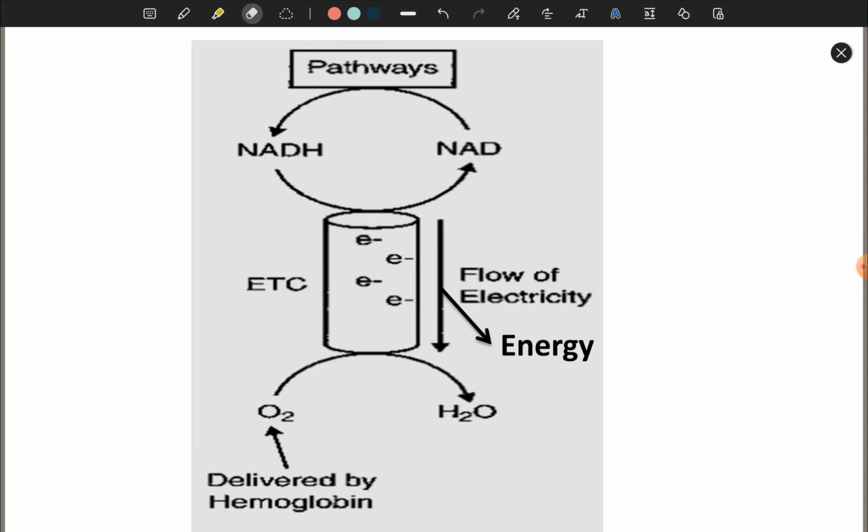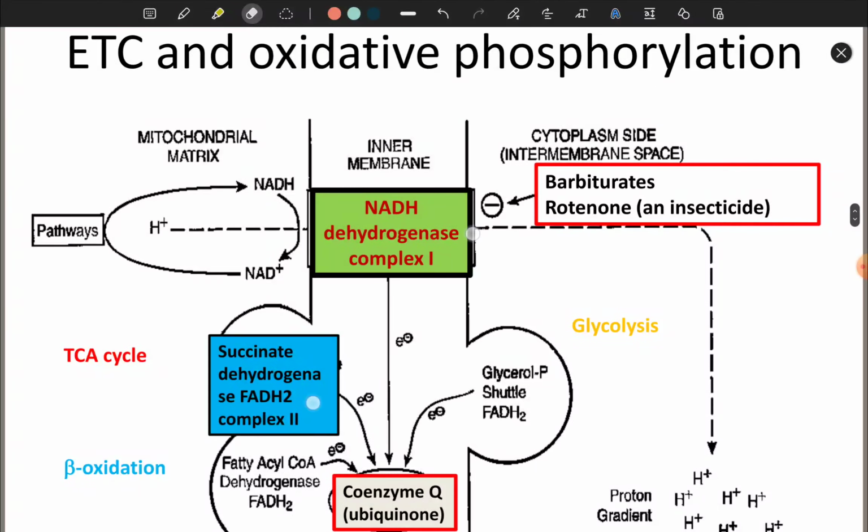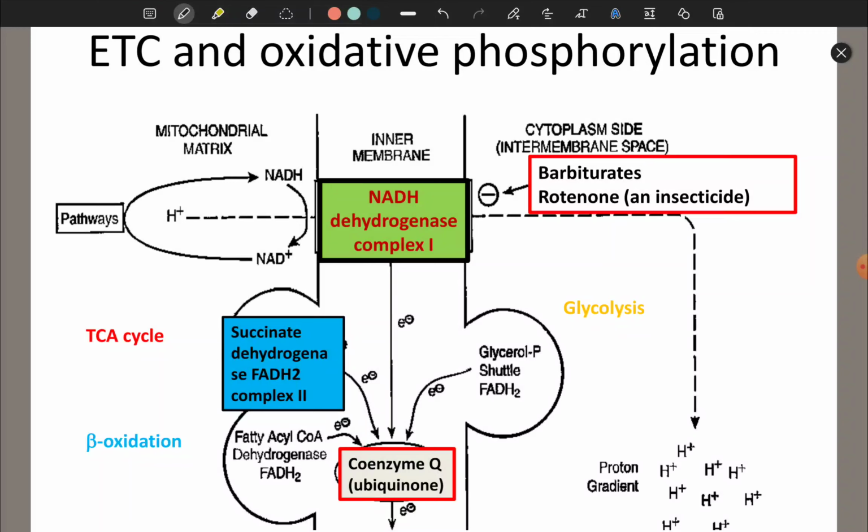Okay, so this is the actual pathway regarding the electron transport chain, and first of all, to orient ourselves, on the right side we have the mitochondrial matrix. In the middle, where the actual pathway happens, is the inner membrane of the mitochondria. And then on the left side we have the cytoplasmic side, okay?